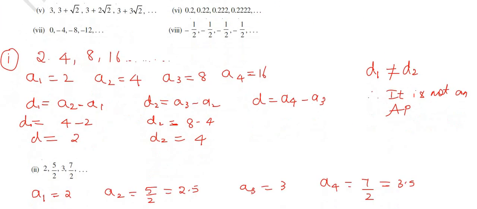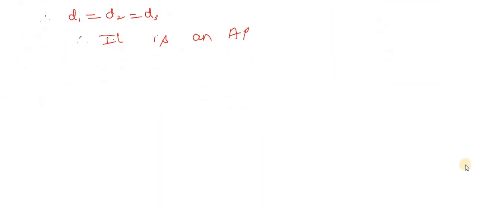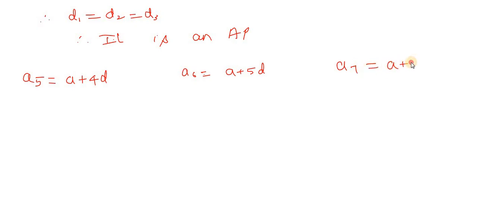Okay, so how to write that? It's very simple. A5 is nothing but A plus 4D, and A6 you can write as A plus 5D, and A7 is equal to A plus 6D. So you can write like this.